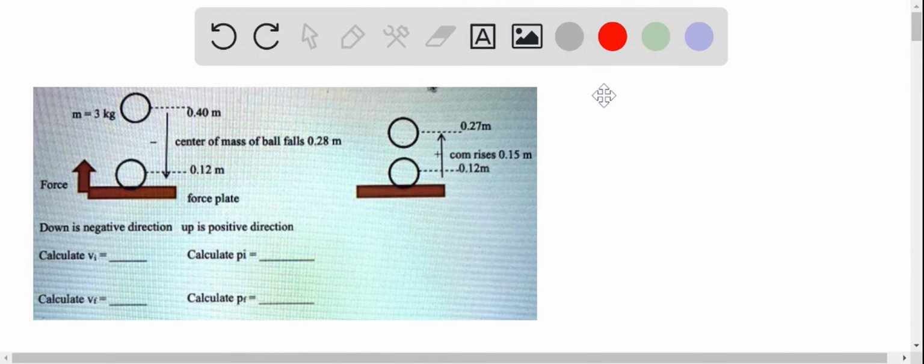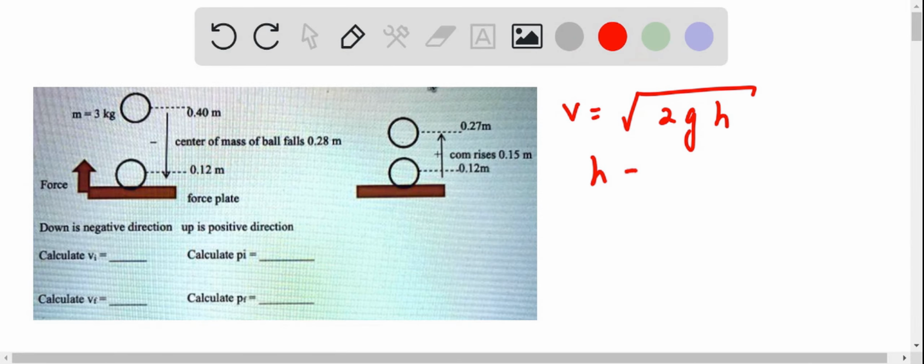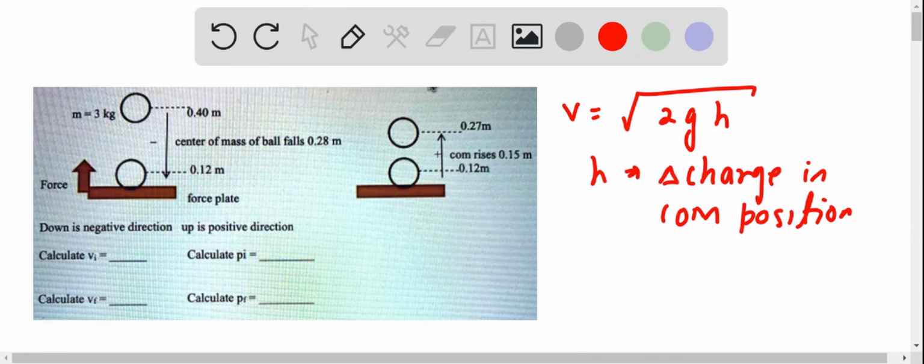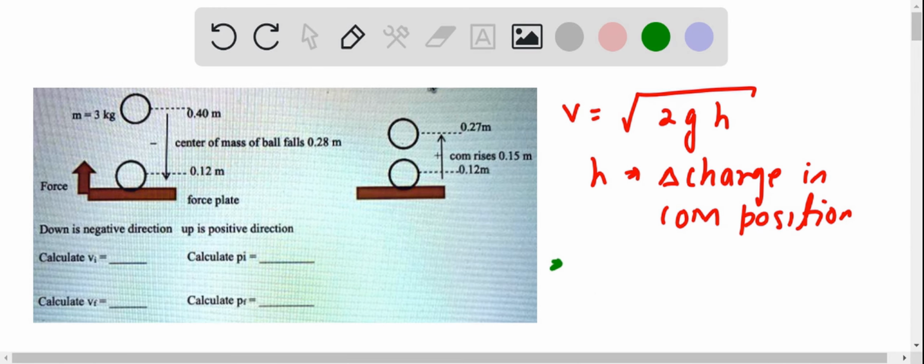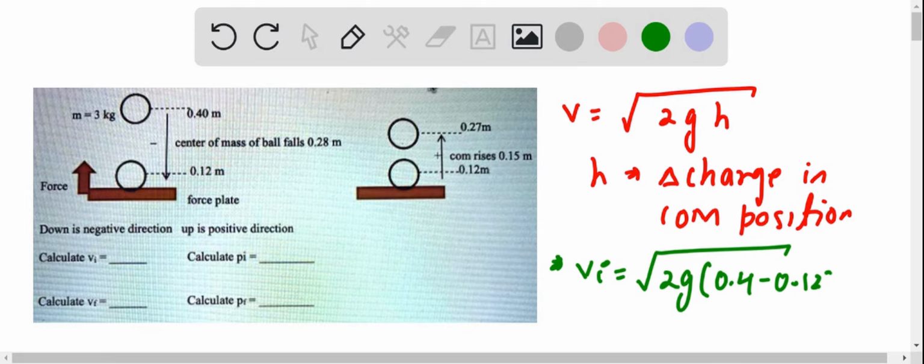So first of all, we know that speed would be equal to the square root of 2gh, where h is the change in center of mass position. Okay. So for vi, we can say that the initial speed vi would be equal to the square root of 2g times h, where h would be 0.4 minus 0.12. Okay.